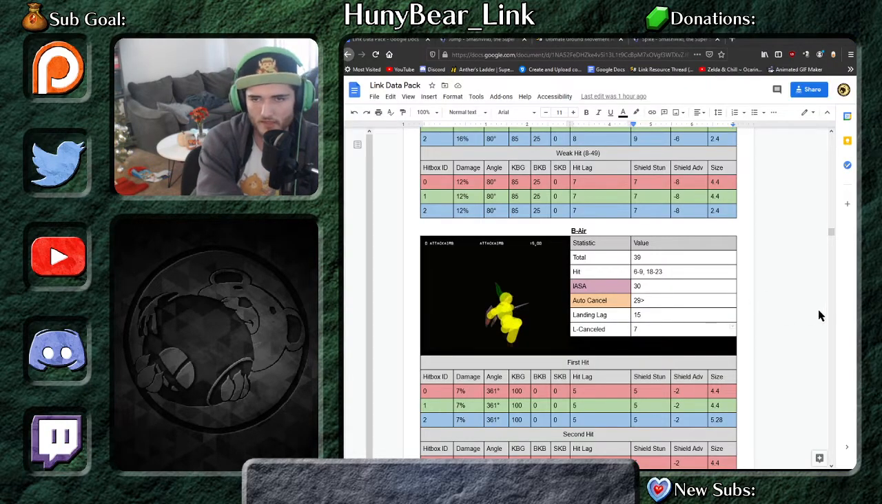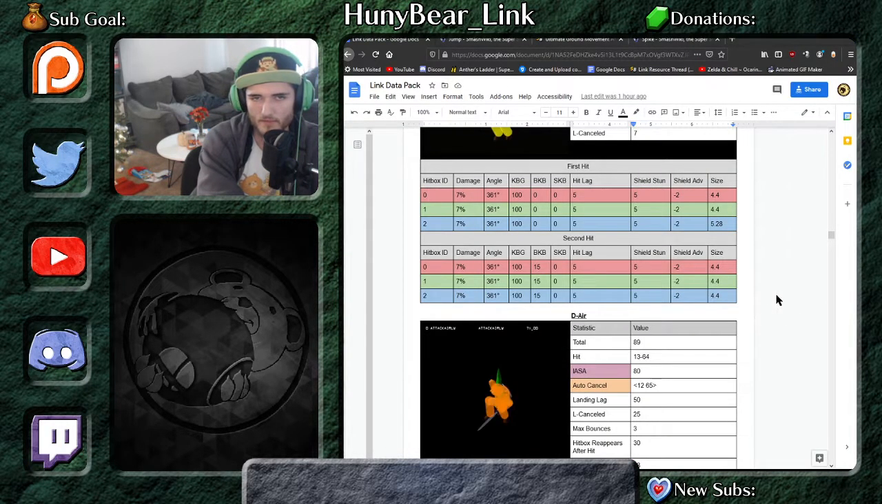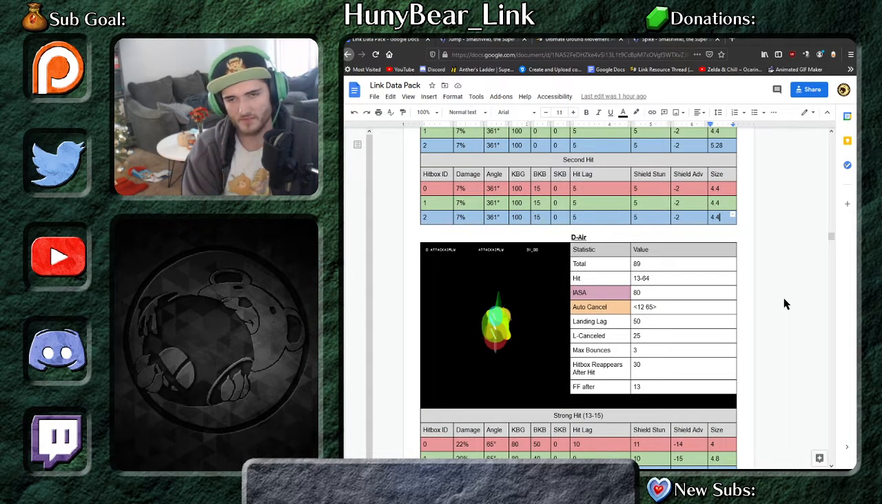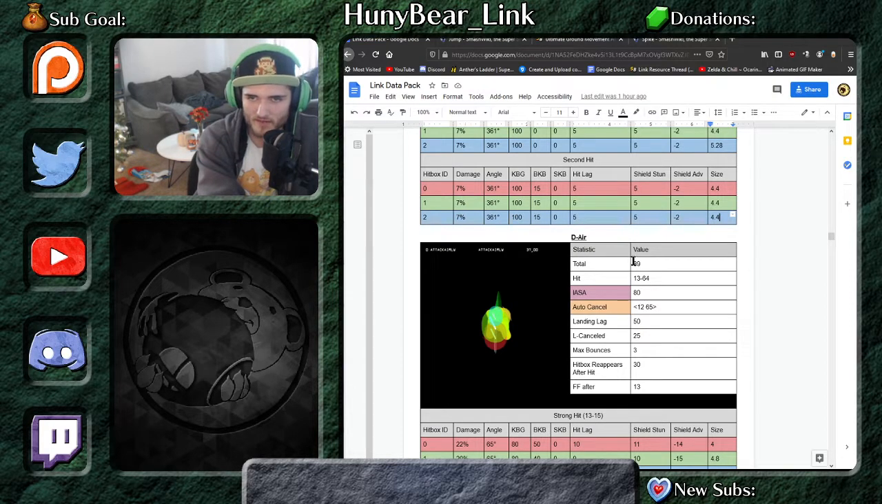Okay, going back. Down air is some of the weirdest mechanics in the game. It's also a move that is interruptible while active if you bounce. Fun fact: down air takes a total of 39 frames. It hits frame 13 through 64, so it's active forever. Interruptible at frame 80, and auto-cancelable as early as frame 65.